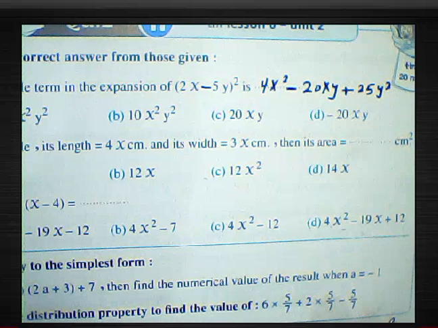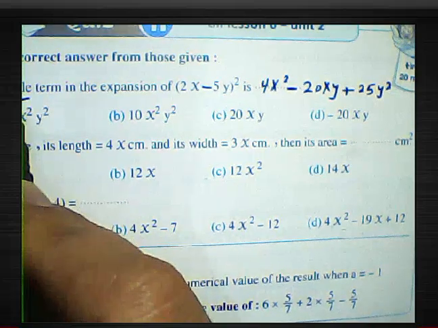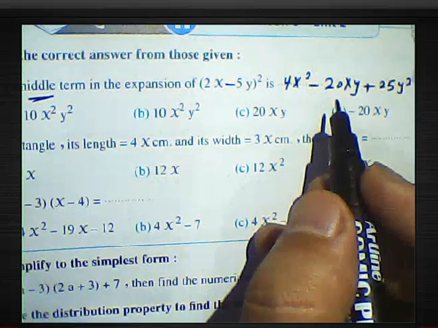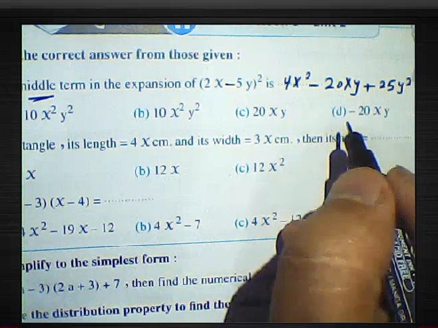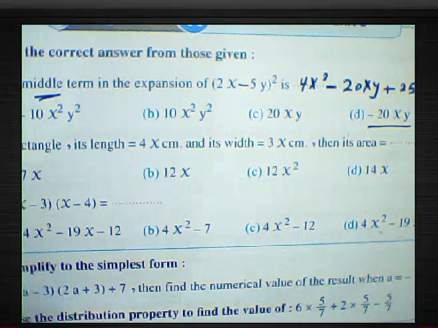Okay, the result will be 4x power 2 minus 20xy plus 25y power 2. Then the middle term, he asked about the middle term of this expression, it will be negative 20xy. We must choose letter D. Letter B.